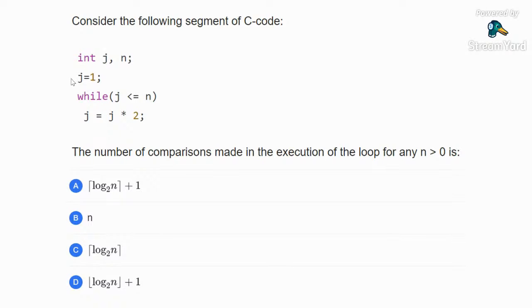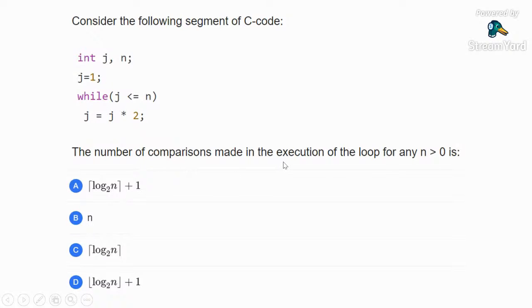First comparison is 1 is less than or equal to 4. Second comparison, 2 is less than or equal to 4. Third comparison, 4 is less than or equal to 4. The next comparison, what is next comparison? 8 is less than or equal to 4. How many total number of comparisons are there? Once again, 4 comparisons are required. Okay, so option A is correct here also.